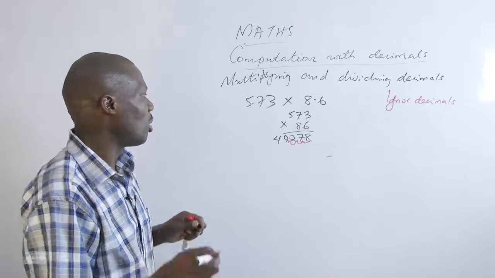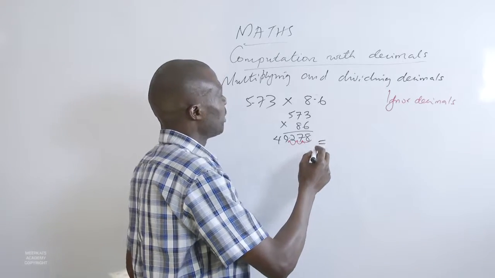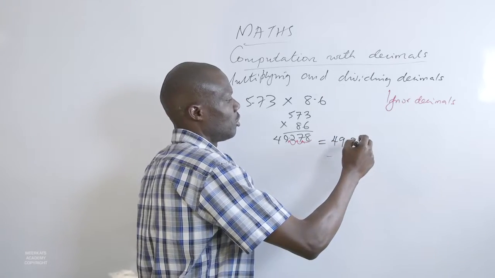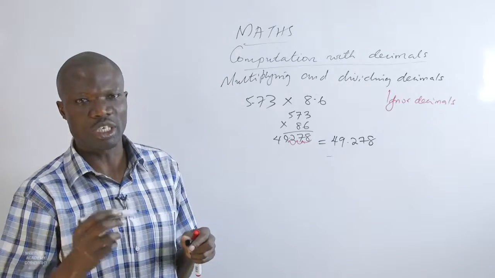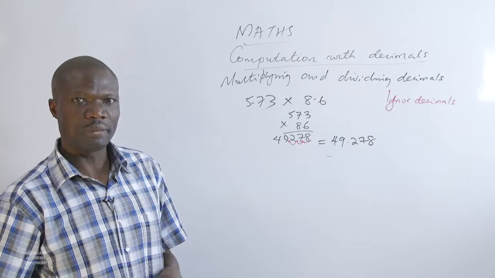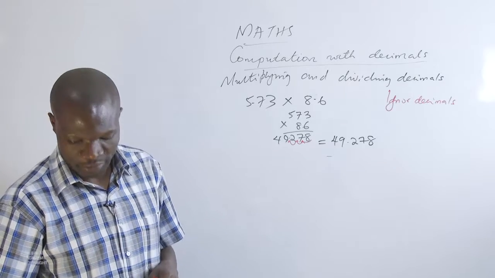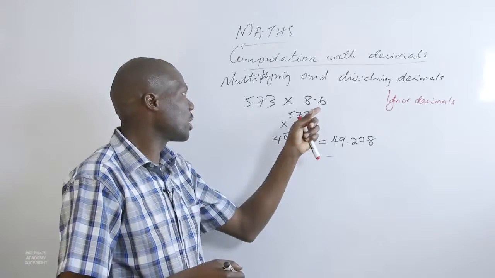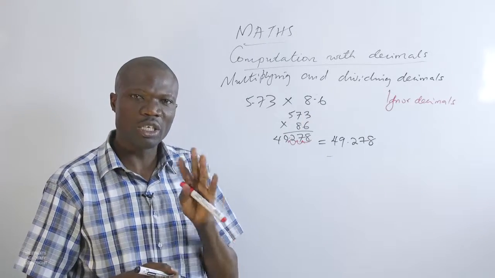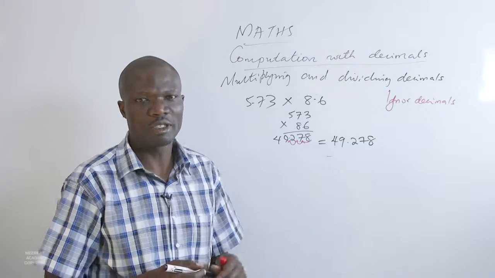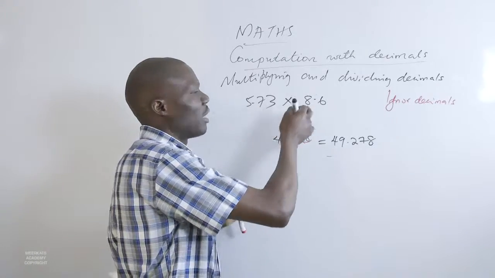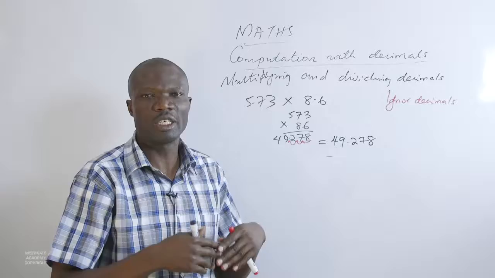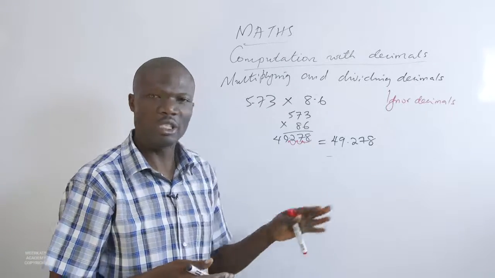So our decimal is now complete in multiplication, and we have 49.278. So how many decimal places are here? 3. What is the total number of decimals in our question? 3. Then we place our decimal point. There is no direct relation that we have to place it below or above. No. Carry out the multiplication in the usual way, count the number of decimal places, and place it there.